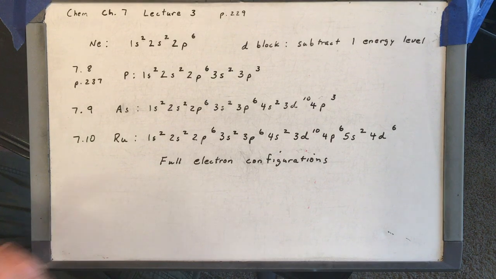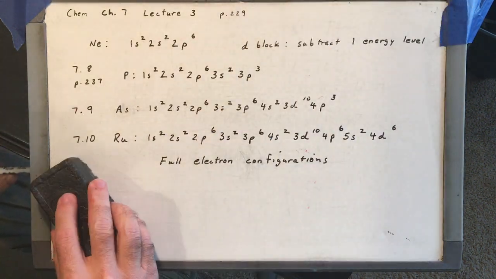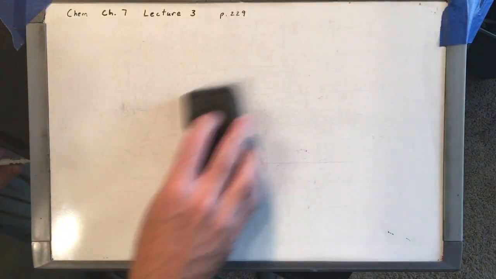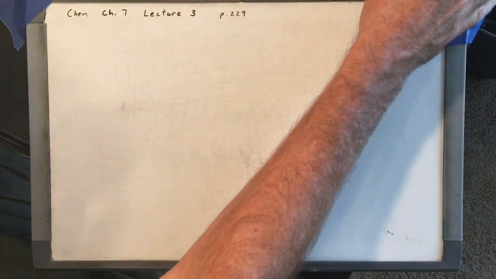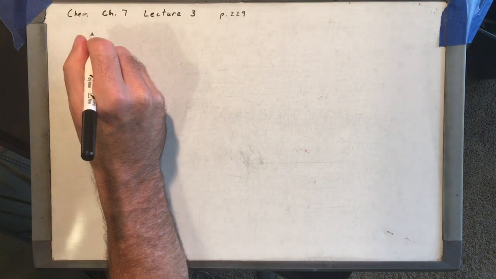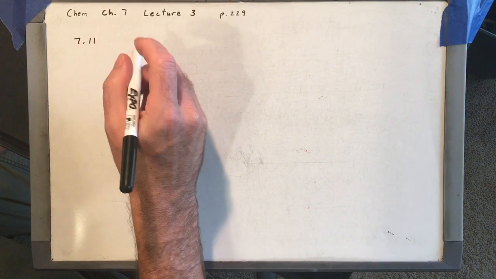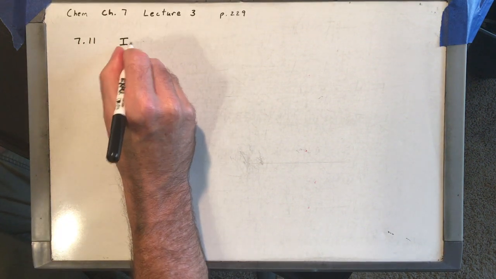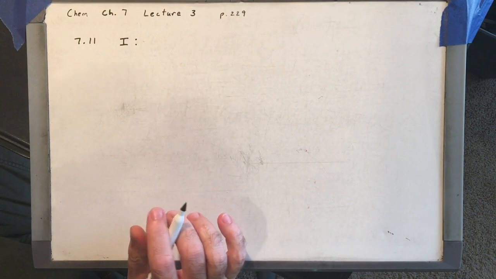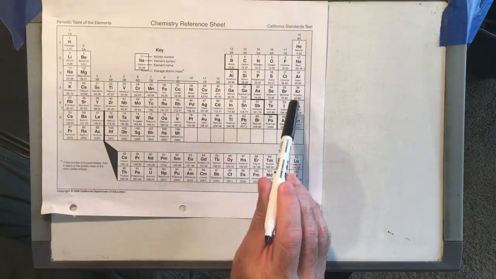All right, so let me erase this. And turn in your book one page over to page 238, and we'll do 7.11. So we want the abbreviated electron configuration for iodine. Okay, so let's look at the periodic table. We need to find iodine, and it's number 53.